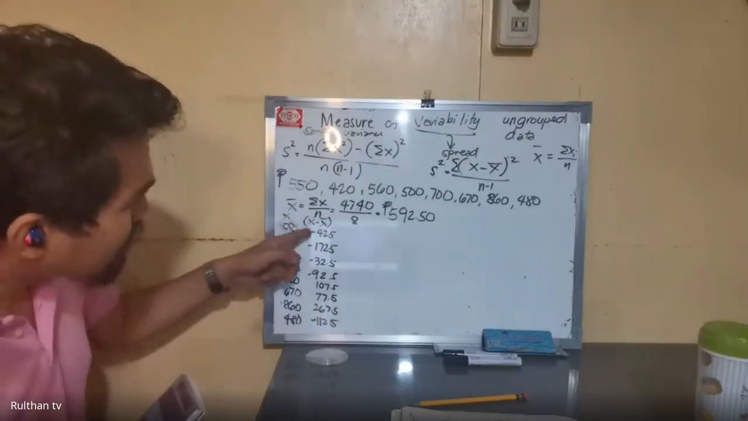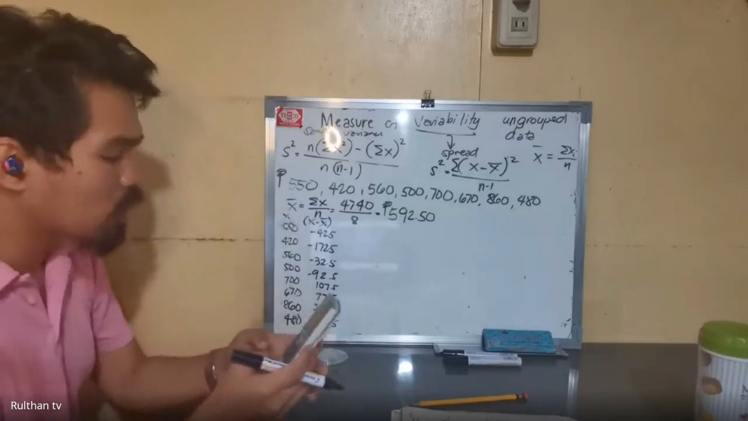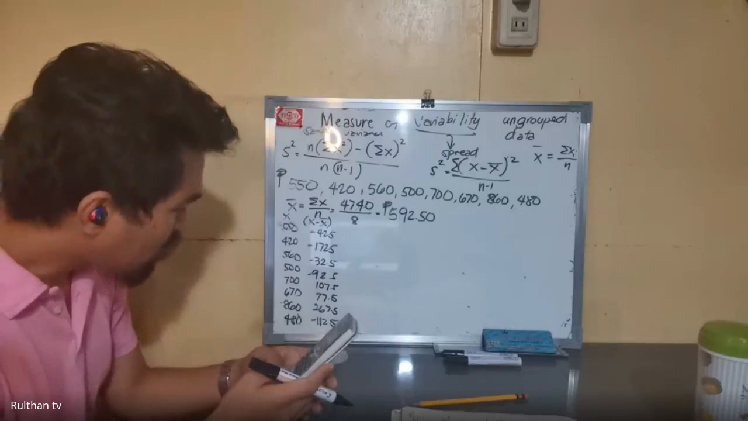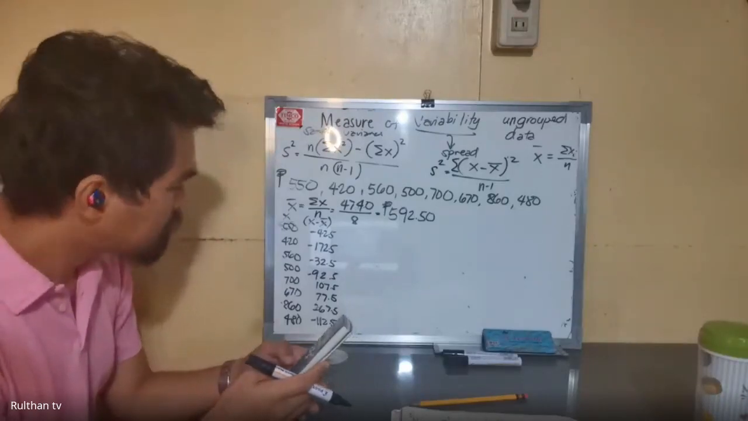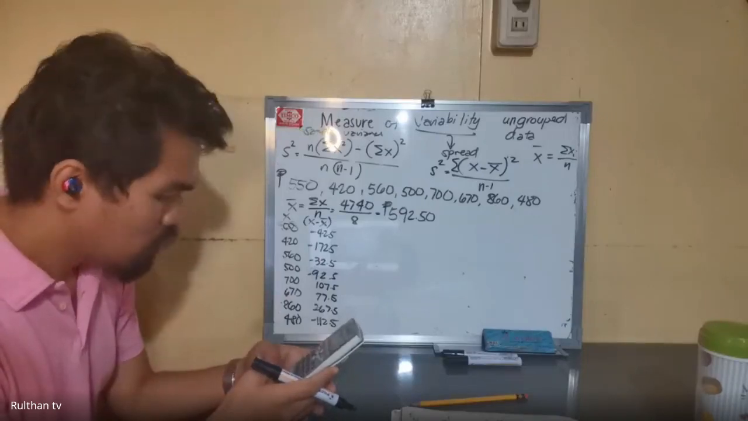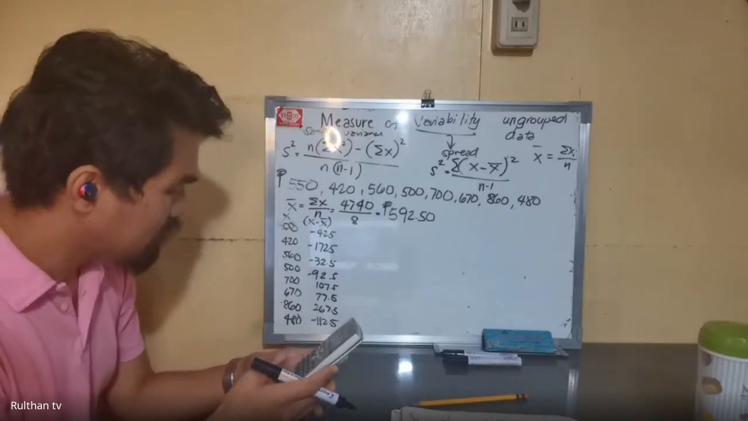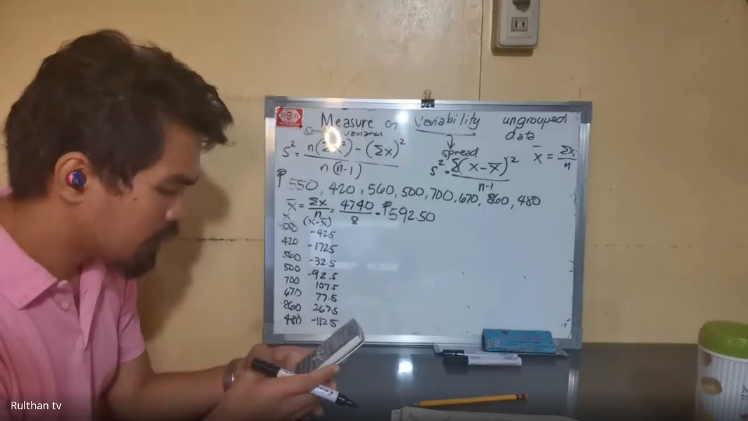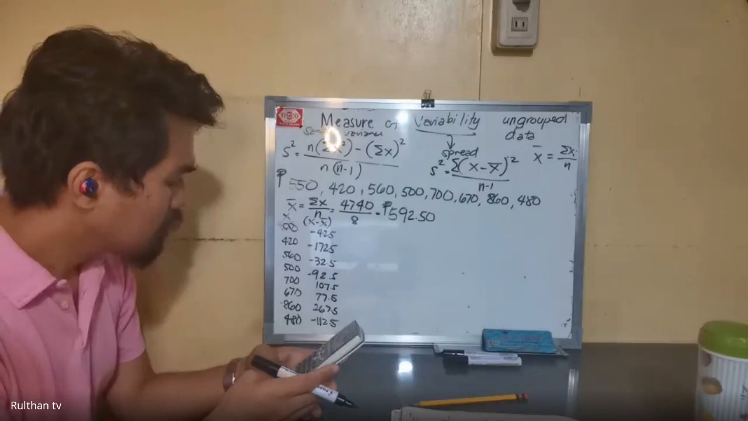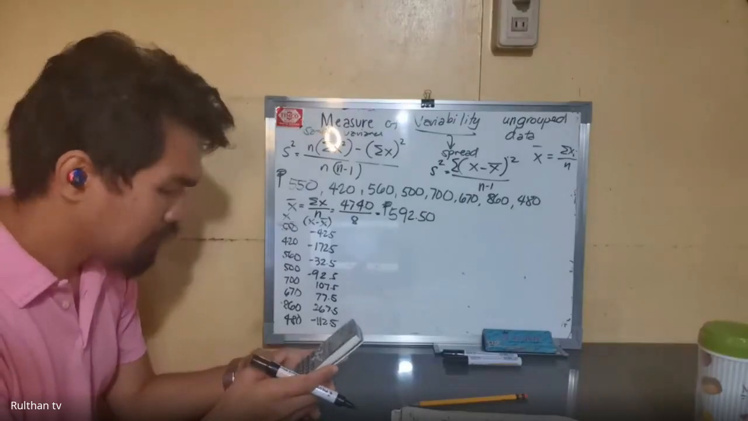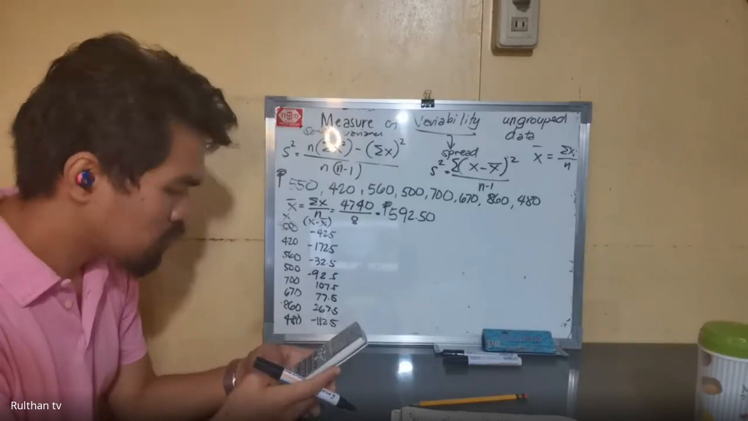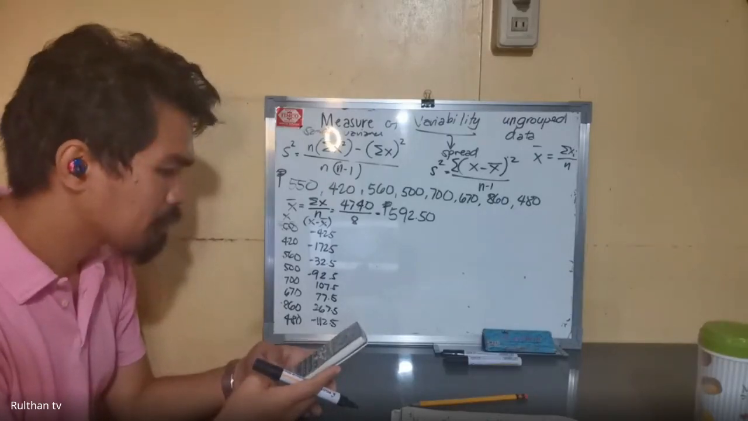Okay, let's try to add this column. Let's add the second column, all of the summation of the second column. Let's combine all the negative: 42.5 plus 172.5 plus 32.5 plus 92.5 minus 102.5.